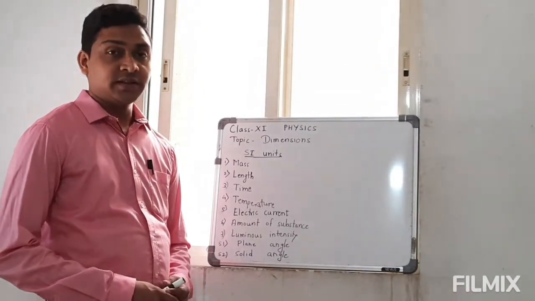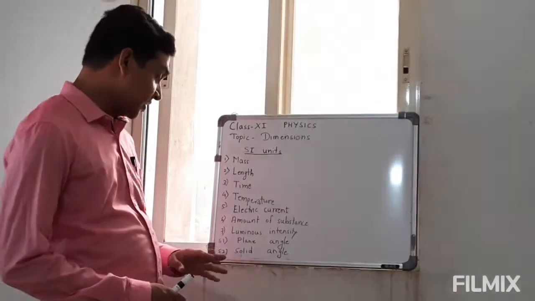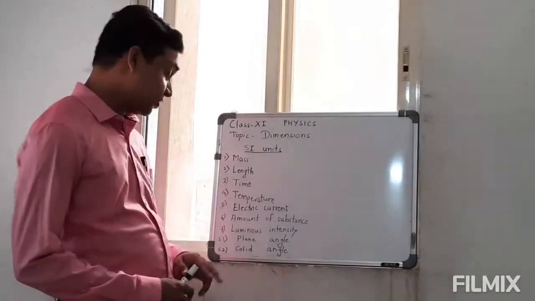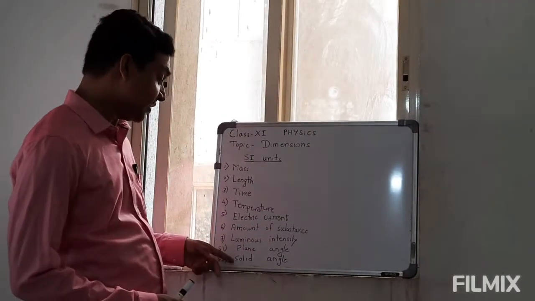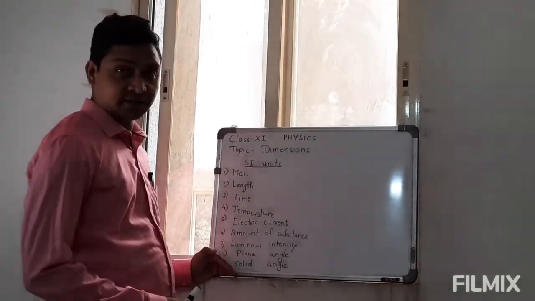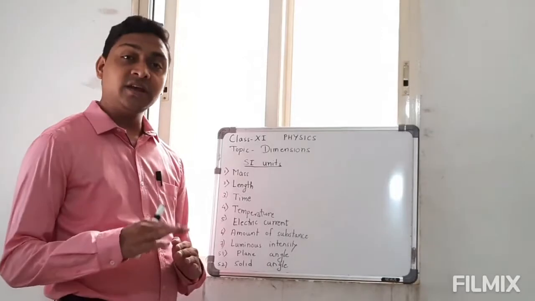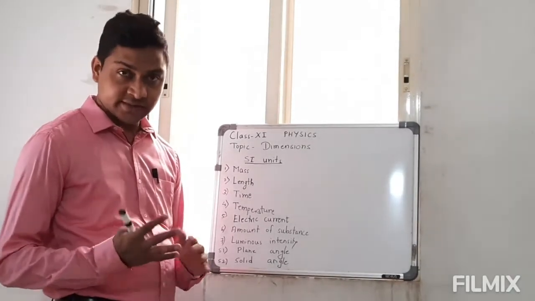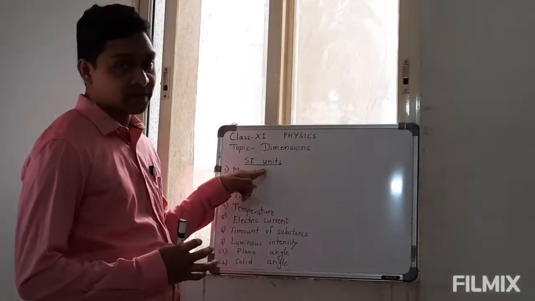Apart from that, there are 2 quantities called supplementary quantities. They are plane angle and solid angle. So units of these fundamental quantities plus many units of derived quantities combined together to form SI units.